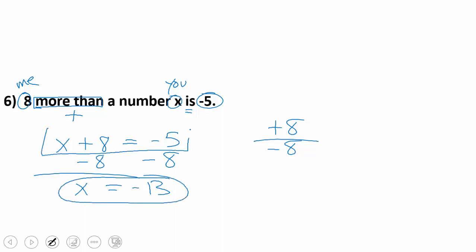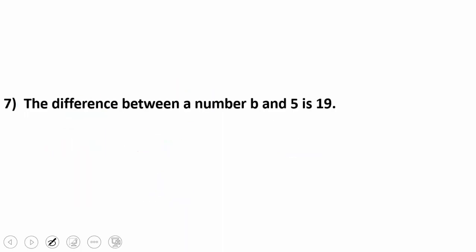So here's my equation that it asked us to do, and there's the solution when we solved it. Moving right along to our next question. The difference between a number b and 5 is negative 9.